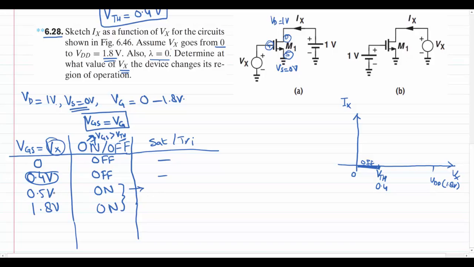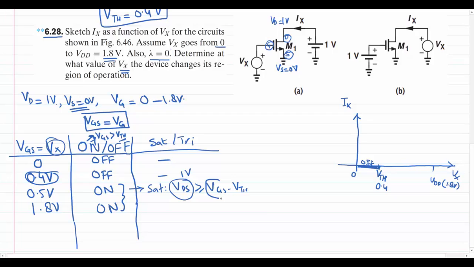Now that the device is on, let's just see which region of operation this device is working in. At this moment, the VGS is 0.5. Now the device is in the saturation region if VDS happens to be greater than or equal to VGS minus VTH. Here the VDS is always fixed to 1 volt.